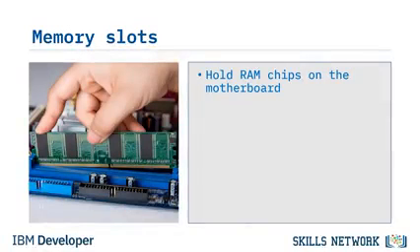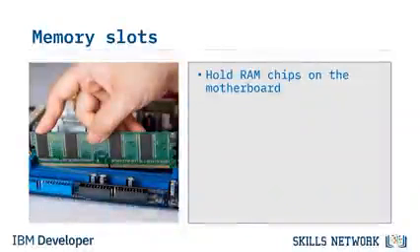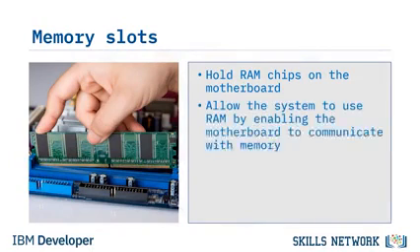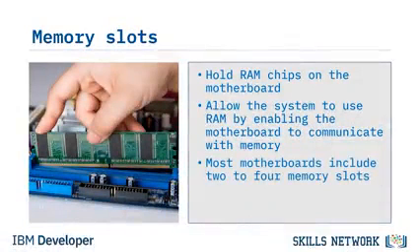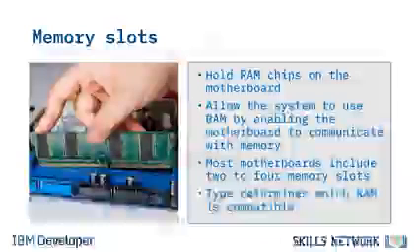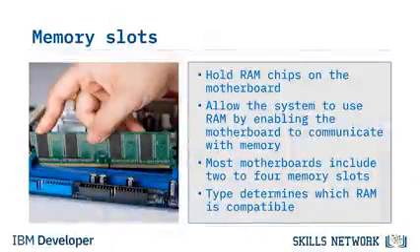A memory slot holds a RAM, random access memory, stick in place on a computer's motherboard. Only memory chips can fit into these dedicated slots. Memory slots allow the system to use RAM by enabling the motherboard to communicate with memory. Depending on the motherboard, there will be 2 to 4 memory slots, sometimes more on high-end motherboards. The memory slots on the motherboard determine the type of RAM that's compatible with a computer.